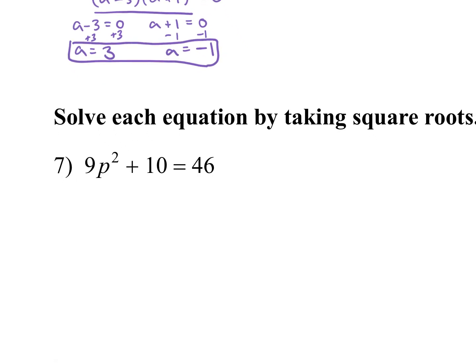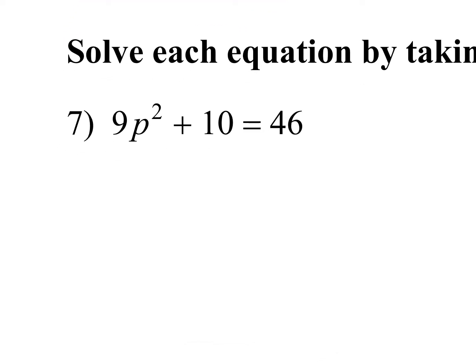All right, let's look at number 7. We want to solve by taking square roots. So what should I do first to solve number 7? Perfect. We want to get our variable all by itself. So I'm going to subtract 10 on both sides. So now I have 9p squared is equal to 36.